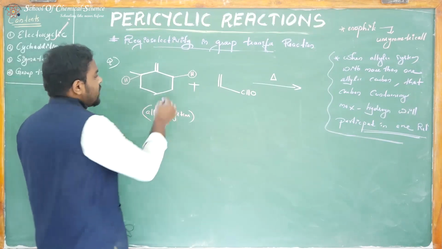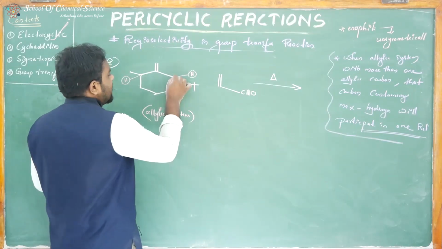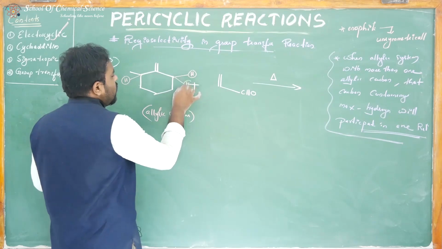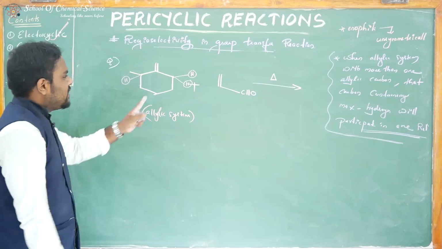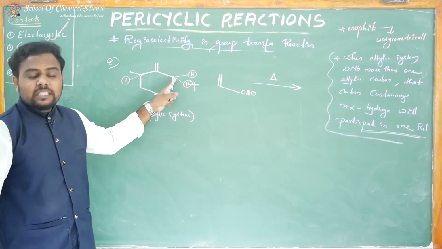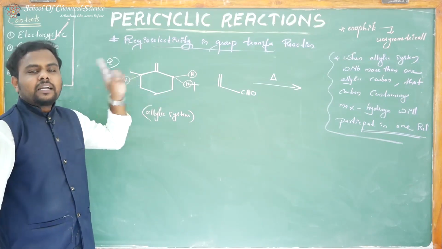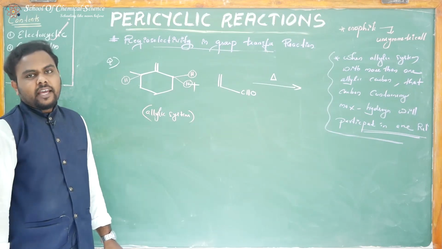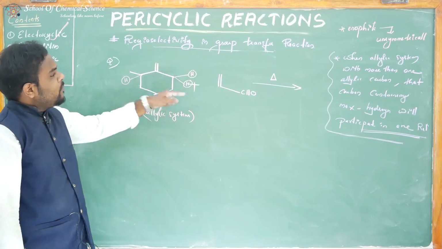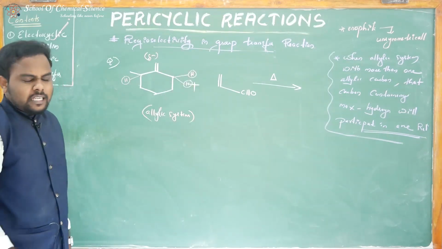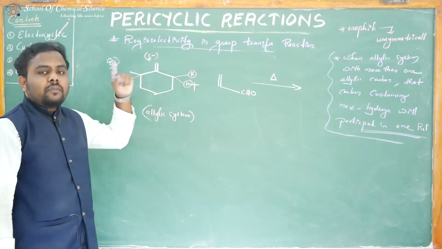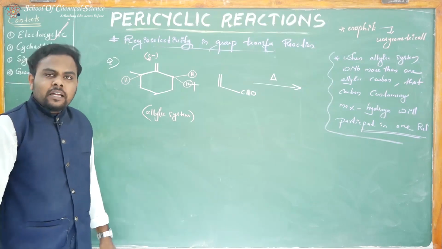Dear students, here two hydrogens are present. At this carbon, two allylic hydrogens. At this carbon only one hydrogen. So definitely this allylic carbon will participate in the reaction, because that will provide more electron density at the third carbon due to hyperconjugation. That is the reason. So the carbon containing maximum hydrogen will participate in the reaction.